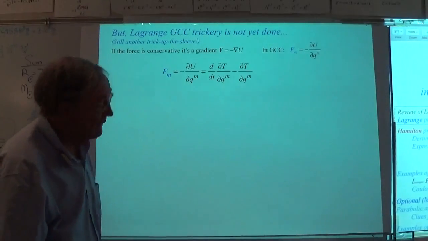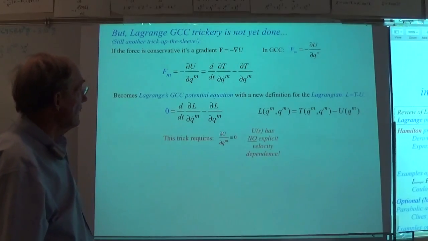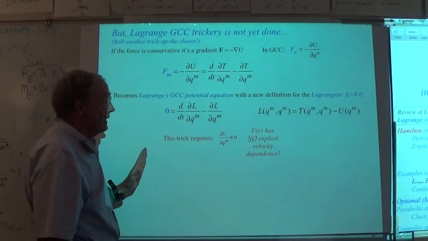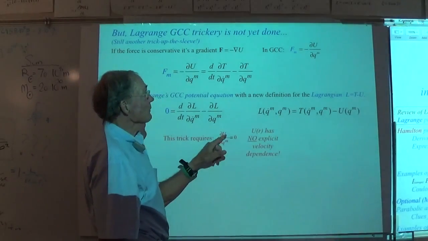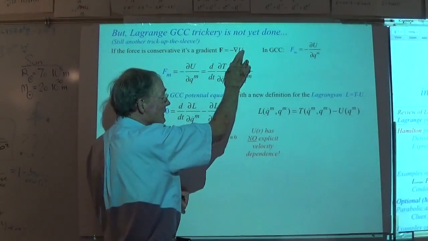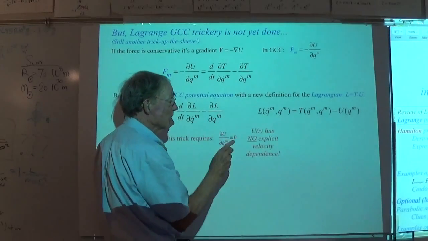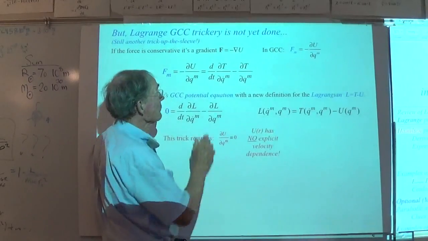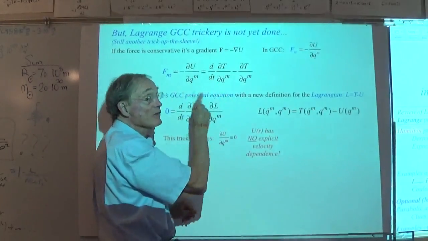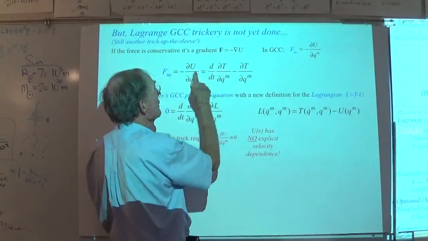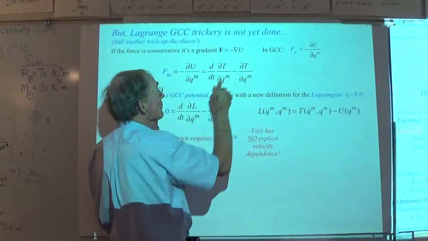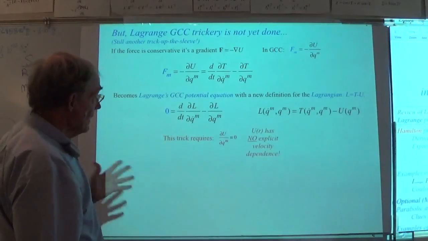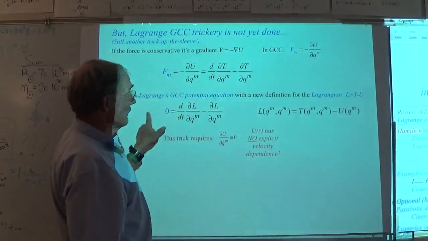Well, we have to demand something. We have to demand, in this trick, this is the second trick, that this U here, this thing that is the potential, has absolutely no explicit velocity dependence. In other words, the partial of it with respect to velocity has to be 0 if I want to stick a thing like this into here with a q dot. Okay? Then I get an equation that looks like this.